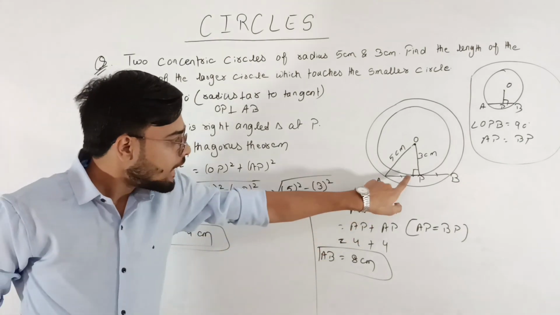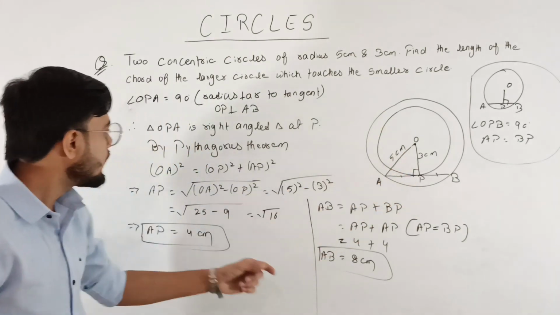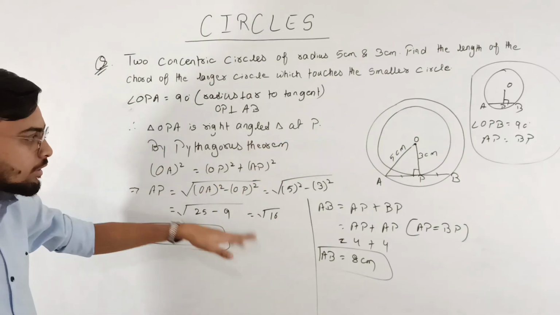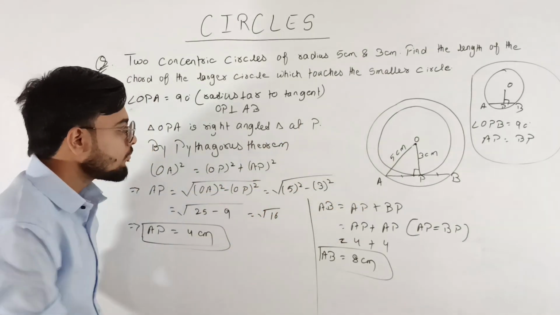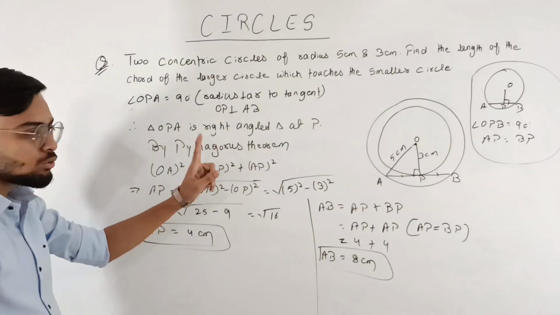So now if this angle is 90 degrees, then this triangle OPA is a right angle triangle at P. I write it here, OPA is a right angle triangle at P. Now I apply Pythagoras theorem in this. Then by Pythagoras theorem, hypotenuse squared equals perpendicular squared plus base squared. So OA square is equal to OP square plus AP square.